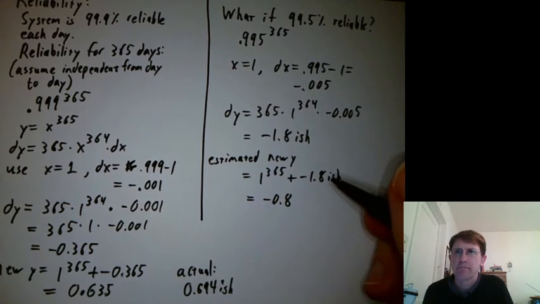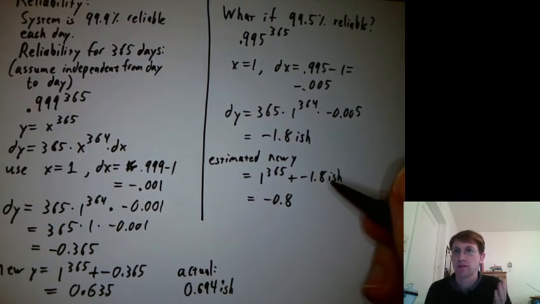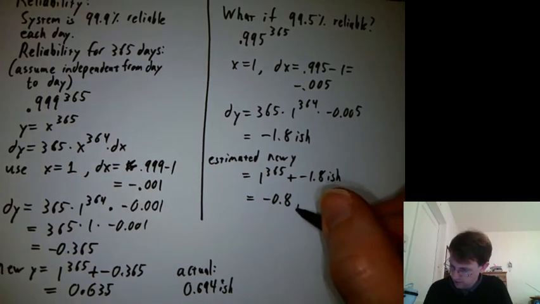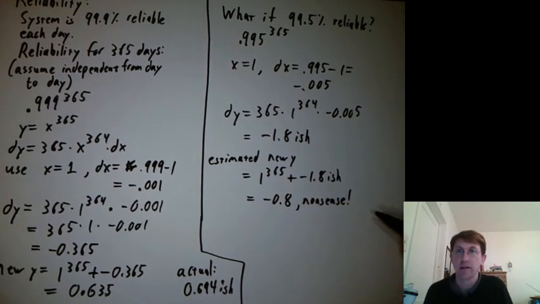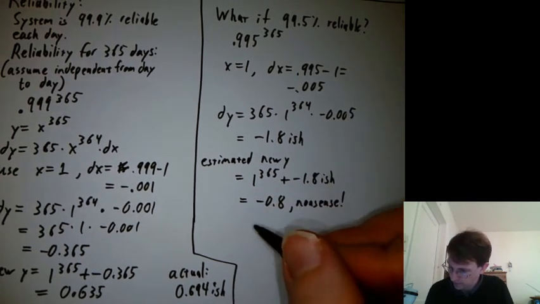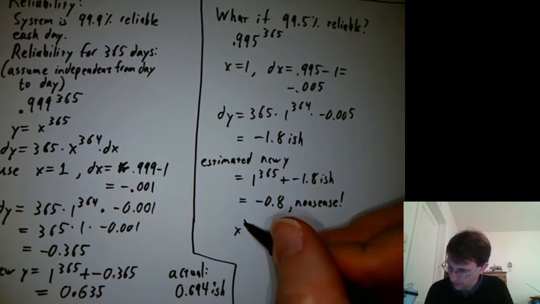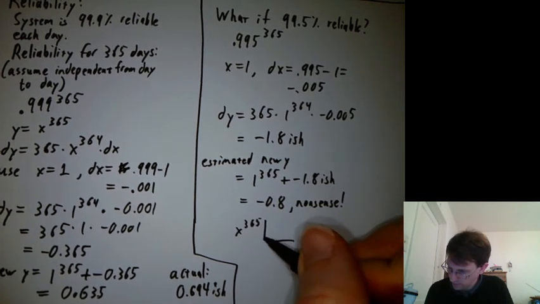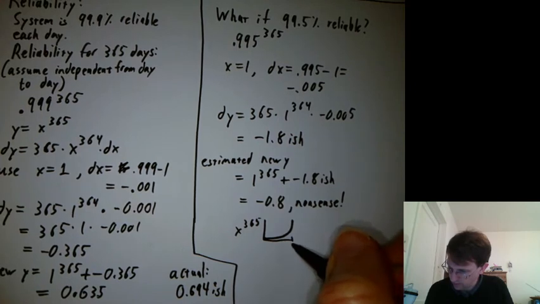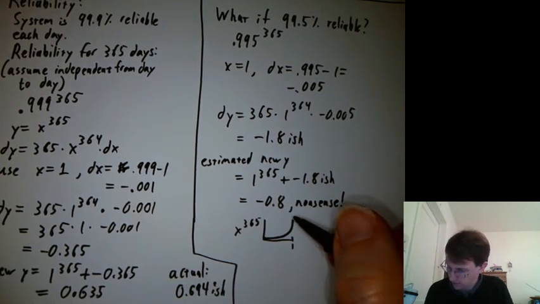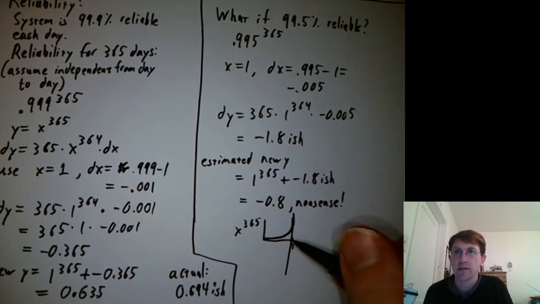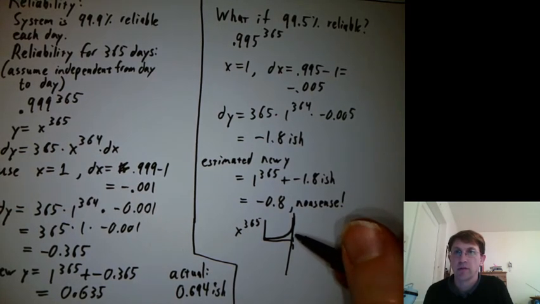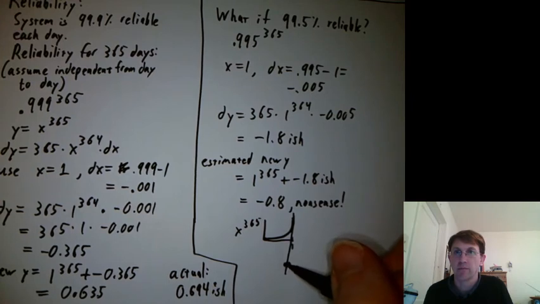What do you think? That doesn't seem reasonable, right? Reliability should be between 0 and 1. So that's nonsense. So what happened there? All the calculations were fine, but x to the 365 gets really, really steeply vertical near 1. Not exactly vertical, but pretty close. And the tangent line is very, very steep. So going just a little ways on the tangent line puts you back here in negative territory.